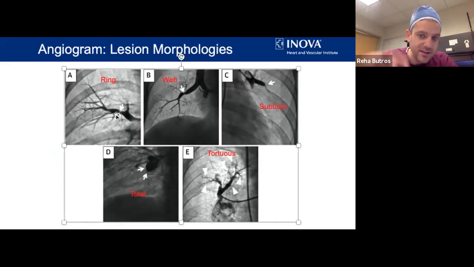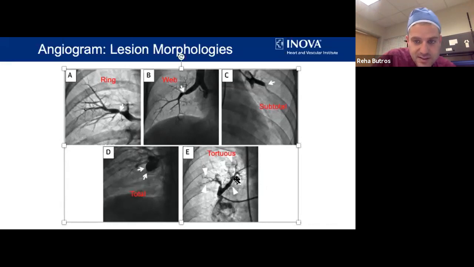The ring has affected the adventitia of the vessel, and it's really tight. Both of them respond okay. This is subtotal occlusion. You get a little bit of trickle of flow beyond the occluded segment, and total occlusion, like the one I showed you in the last image, where there's absolutely no flow beyond the occlusion.